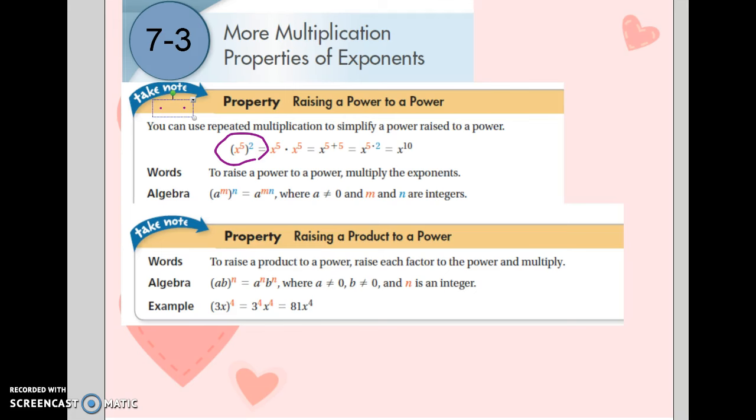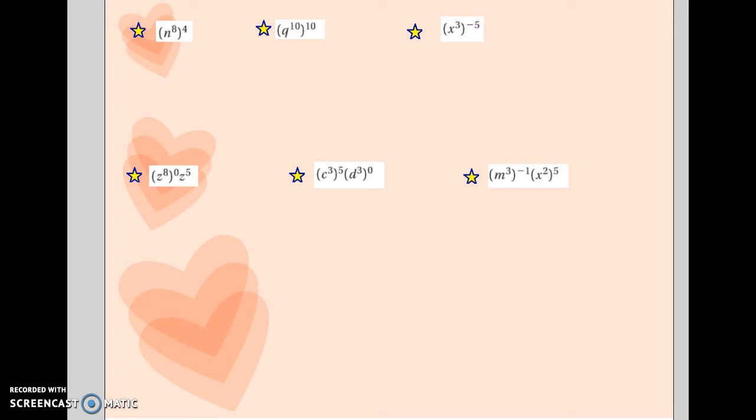Our second property is raising a product to a power, which we've kind of done in the last section, which is basically when you have an exponent on the outside of a parentheses, like this, you apply it to each number on the inside. So (ab) to the n power would be the same as saying a to the n power, b to the n power, because you're applying it to everything inside of the parentheses. So let's look at some examples.